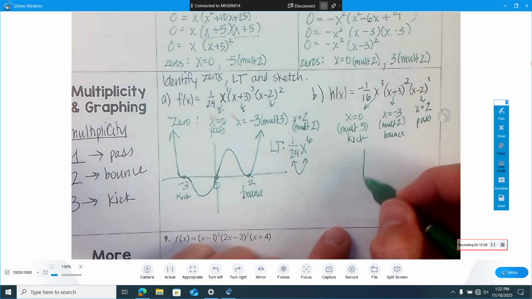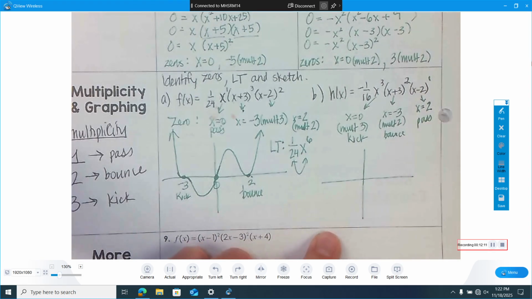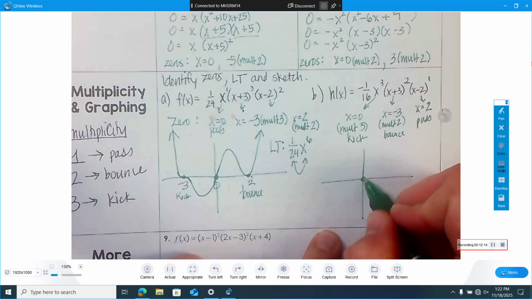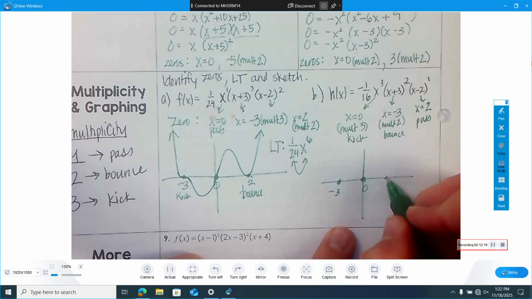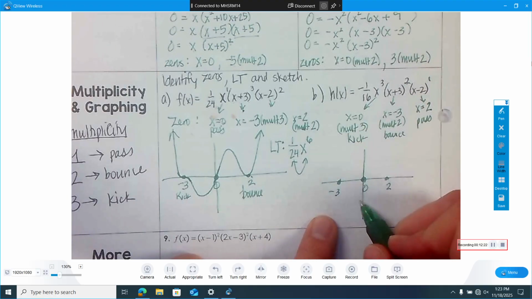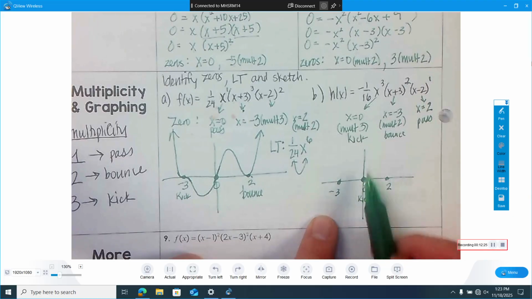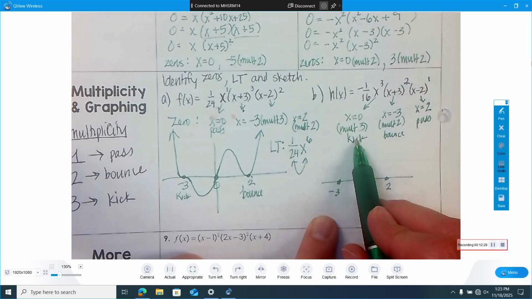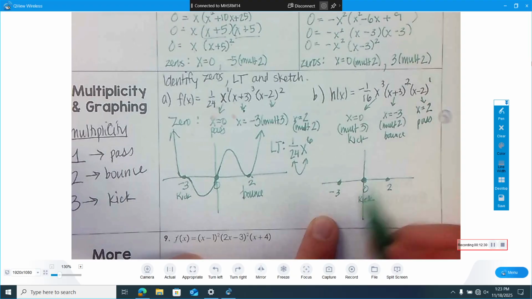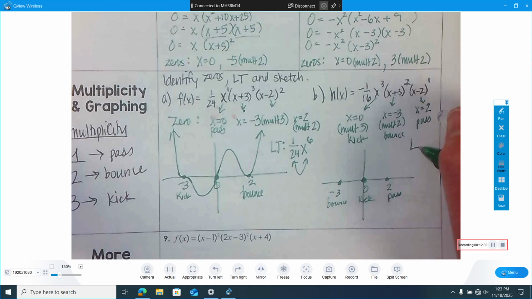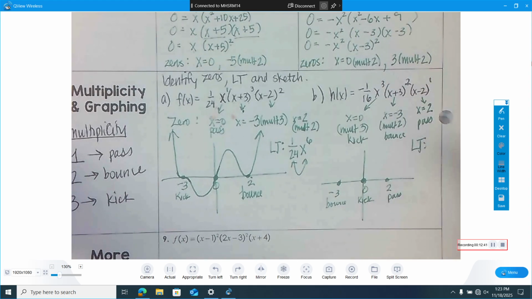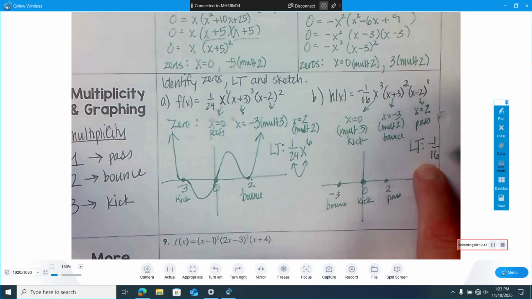All right, so graphically here, I'm going to just write in my zeros. I have here a 0, at negative 3, and at positive 2. And just to keep myself organized here, I know that at 0, I've got to do a little kick, a little jog to the right. At negative 3, I've got to bounce off. And then at 2, we're going to pass right through. All right, but before I do anything, I need my leading term. So for all the money in the world, what's the leading term here? Negative 1/16 x to the 6th power. X to the 6th power, good.